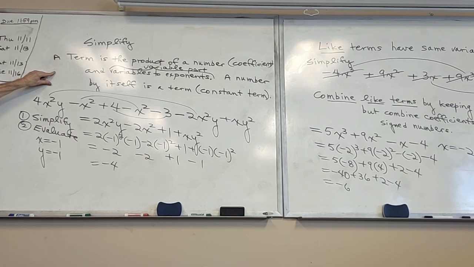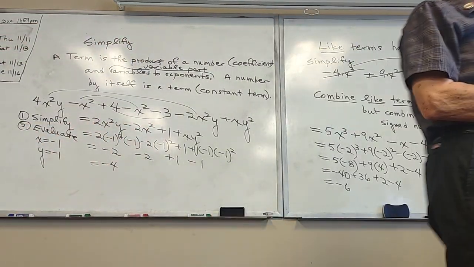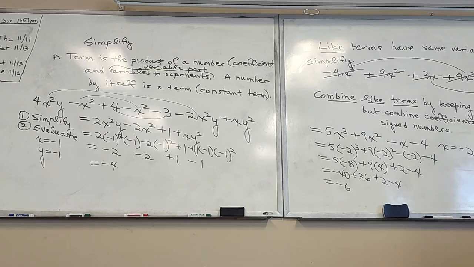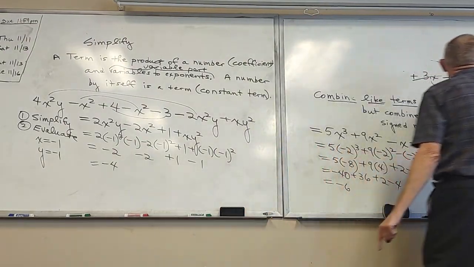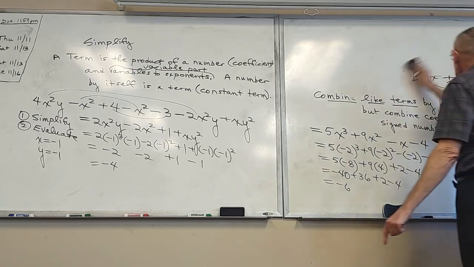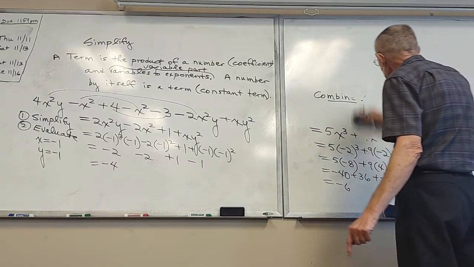So, to make a long story short, if you've got a polynomial, a sum of terms, simplify by combining like terms, then evaluate. Oh, but there can be parentheses in it where you have to use the distributive law, the distributive property. They used to call it the distributive law. But I guess it sounded too much like politics.